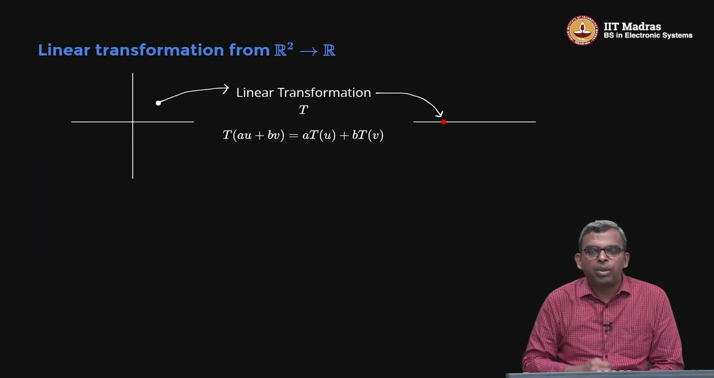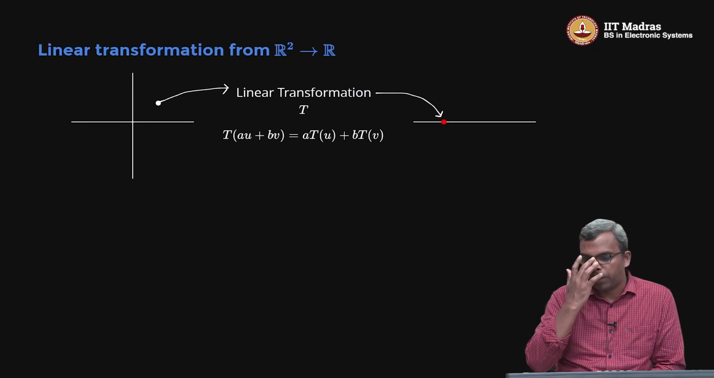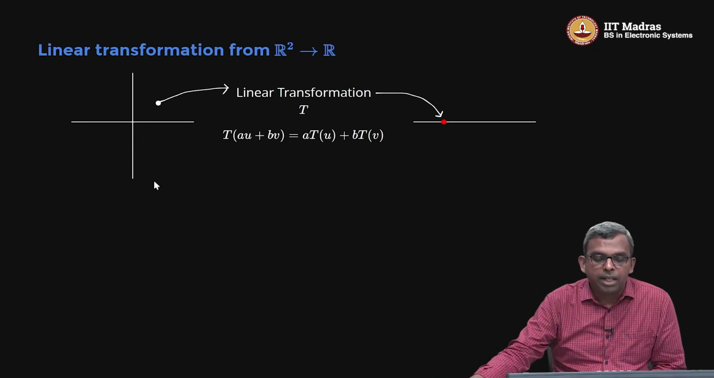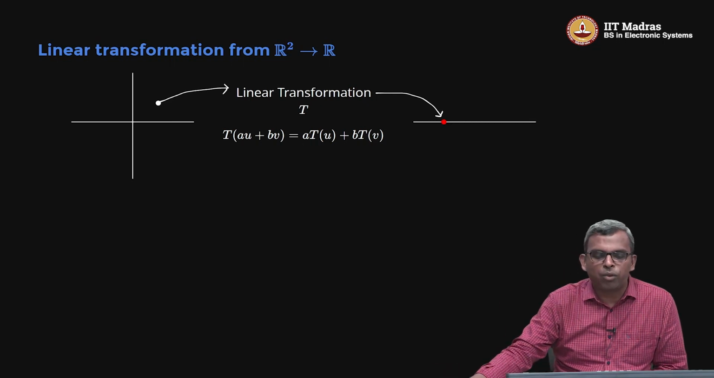Before we define eigenvalues, we have to define linear operators. It turns out linear transformations can go from R2 to R. So far we have been thinking of linear transformations only from R2 to R2, but I can think of a linear transformation which goes from R2 to R. How would that look? Any vector through this linear transformation T is going to go to a point in R, and linearity should be maintained.